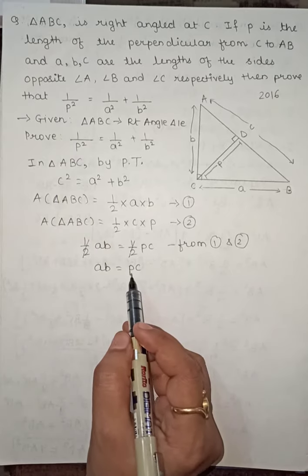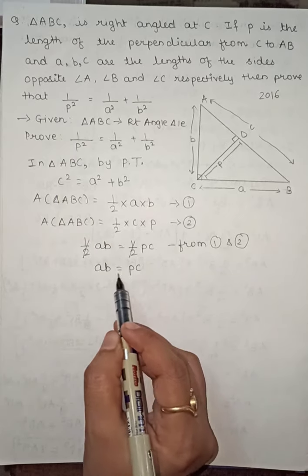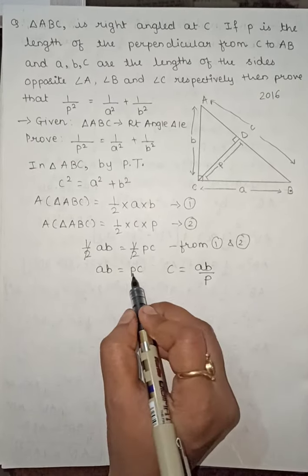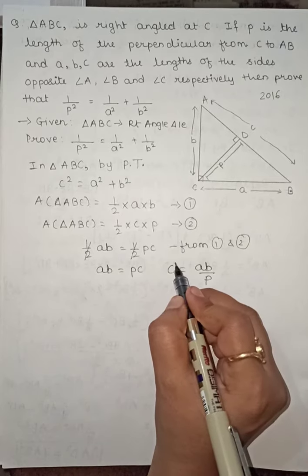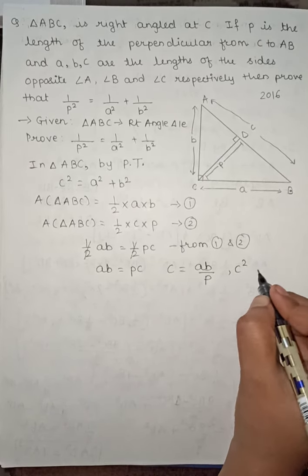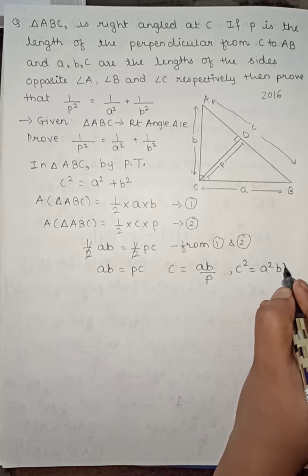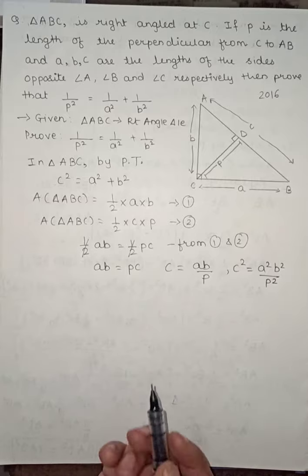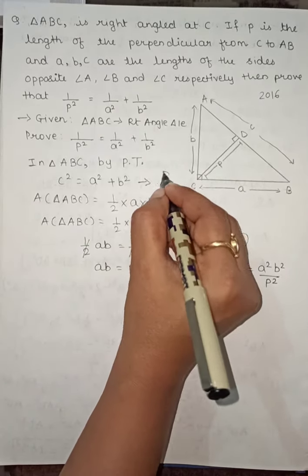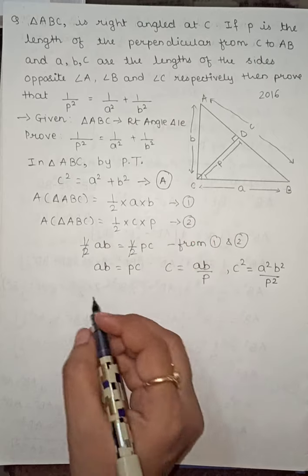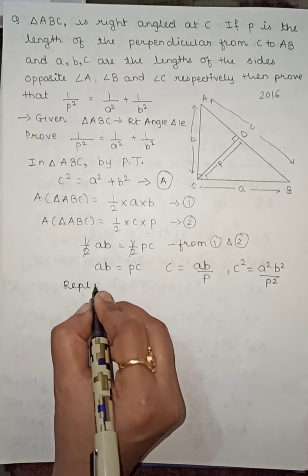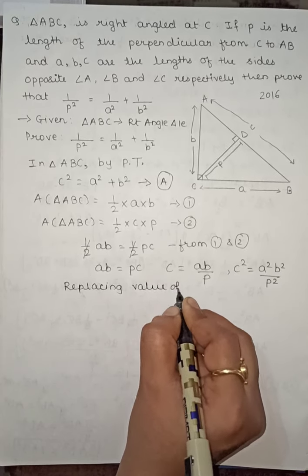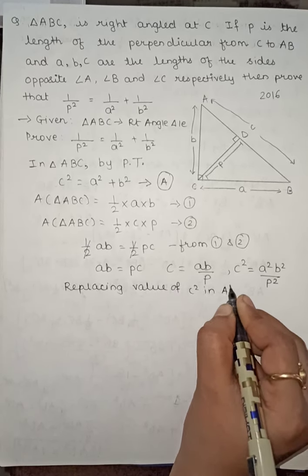Okay, so what if I write C equal to AB by P, shifting this P to other side. Again I want C square. So I will write, taking square, C square is equal to A square B square by P square. Okay. So let us replace here. If I make this as equation A, because I have taken 1 and 2 here, so replacing value of C square in A.